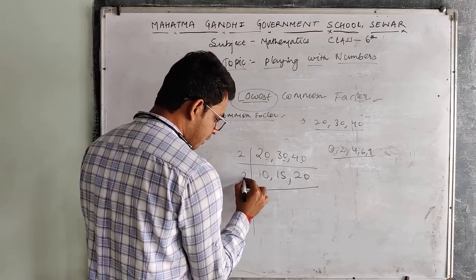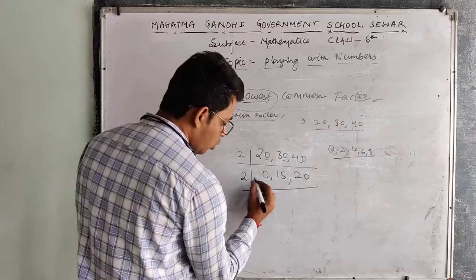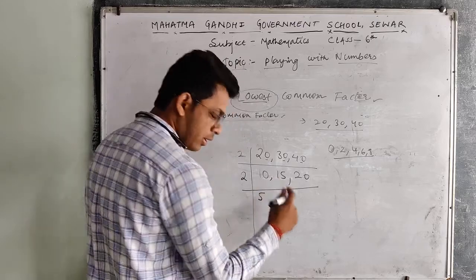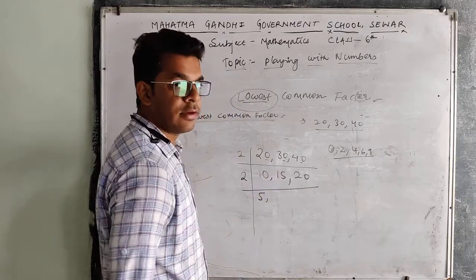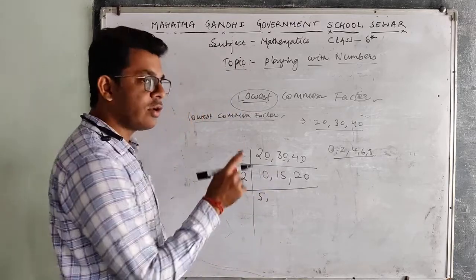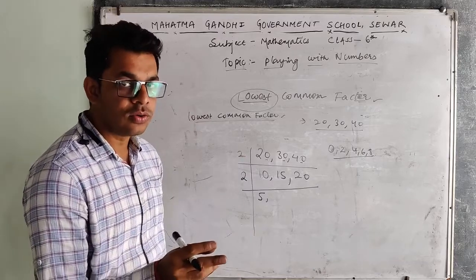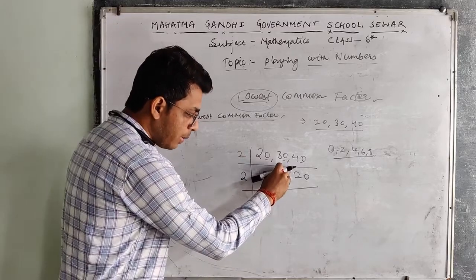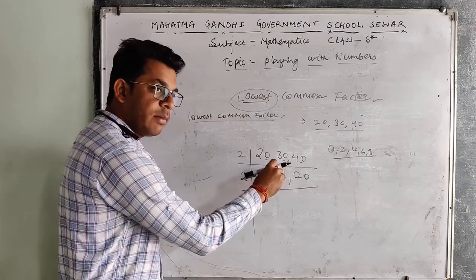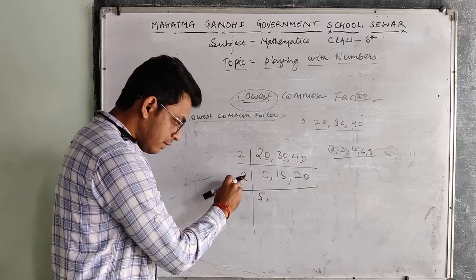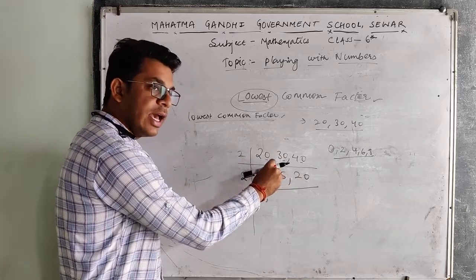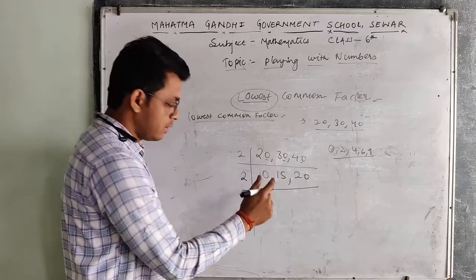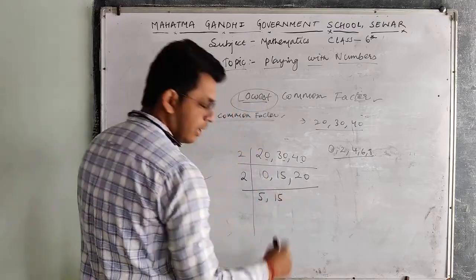Now we will again divide by 2. 2 5s are 10. But 15 is not divisible by 2. What we will do? We will completely rewrite the number which is not divisible by the divisor. We will place it as it is. We place 15 here.